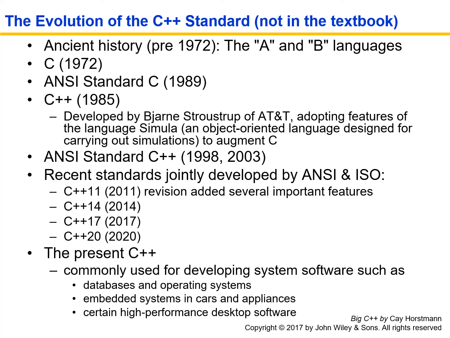Okay. The present C++ is commonly used for a few things. Database systems and operating systems, anything that's a real big system of software, C++ is great for writing. Embedded systems, so this time we're talking about a very small system, but a highly optimized system for running the computer parts of your car or of a smart appliance or something like that. The computer that runs your washing machine is probably programmed in C++. And then certain high-performance desktop software.